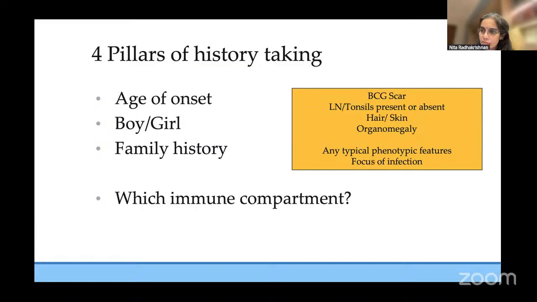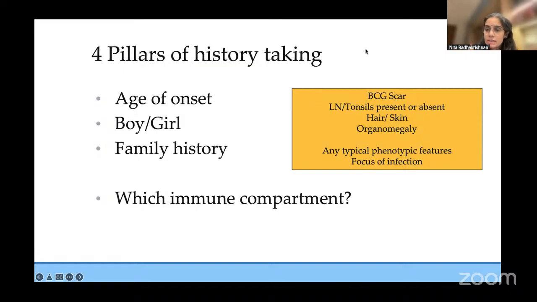Hair and skin can give us clues. Skin, especially, because the eczema, the chronic infections, chronic molluscum, warts, etc., can give us clues. And hypopigmented hair can also be helpful in certain conditions. Organomegaly, if it is there, may be helpful in certain conditions, like the woman who was shown earlier. It can be chronic hepatosplenomegaly. Some of the immune dysregulation conditions, like ALPS, etc., can have chronic splenomegaly. Any other phenotypic features you would look for, and we try to find out the focus of infection.